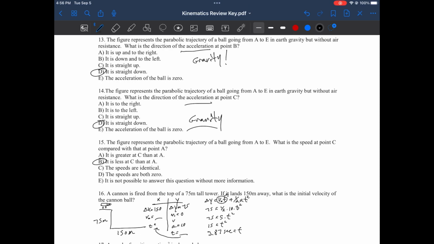And for the left side of our table, we know delta X equals Vx times T. So delta X divided by T equals Vx. We're going to take our 150 and divide by 3.87, and that will get us the velocity that the cannonball came out of the cannon. In this case, it was all horizontal. Looks like I'm getting 38.76 meters per second.